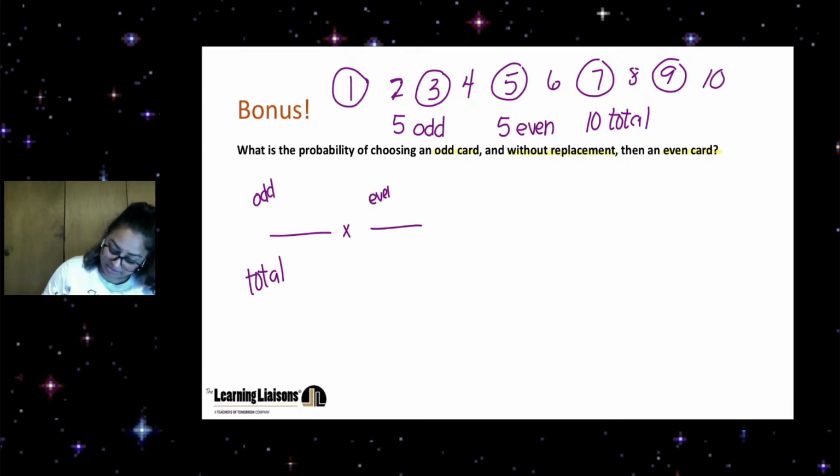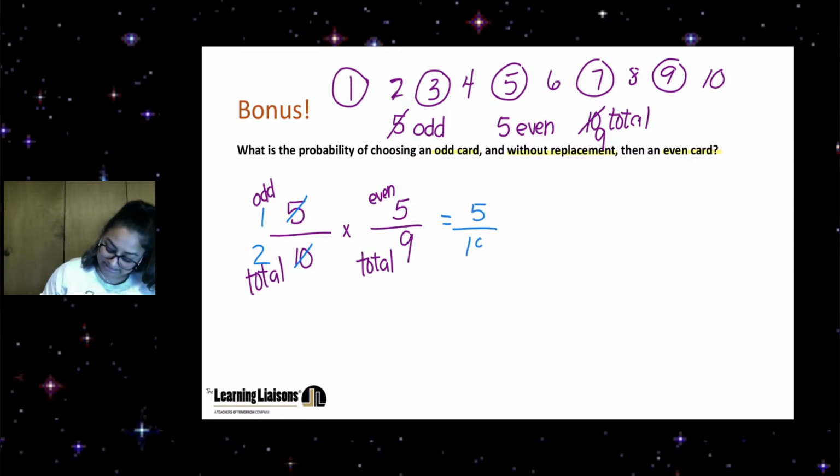and even total. Remember, we're still reducing the number that we have. So we start with 5 odd and we have 10 in total. But if we pull out an odd and we keep it, we're only changing the total to 9. The evens, we still have 5 evens, and we now have 9 in total. Well, we know that the first fraction becomes 1 over 2. So 1 times 5 is 5, and 2 times 9 is 18.